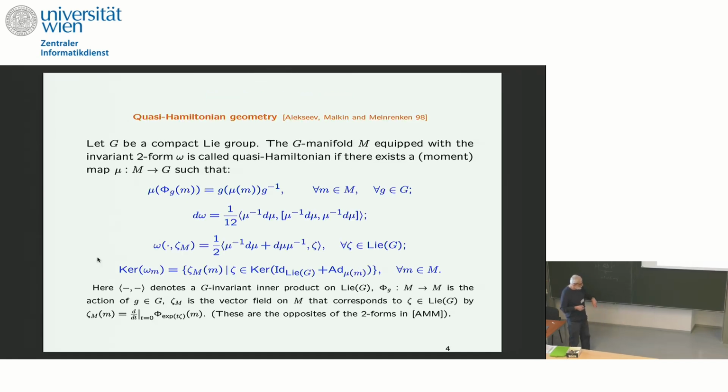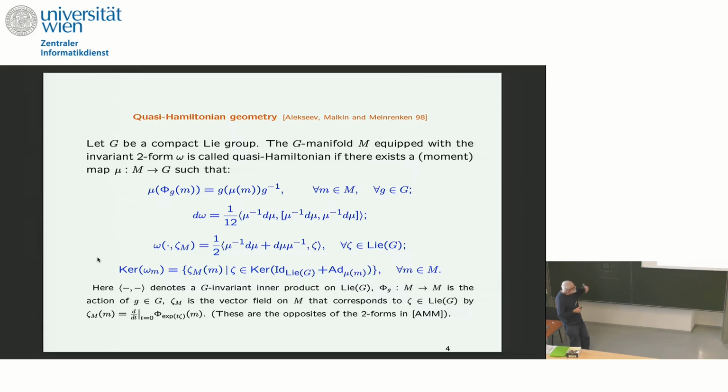Okay. So everything which I say is due to Alekseev, Malkin and Meinrenken. So it's just a recall of definitions. It's not important that G is a compact group in the general theory. It can be anything whose Lie algebra has an invariant non-degenerate bilinear form. But I take it to be, just for my purpose, this.